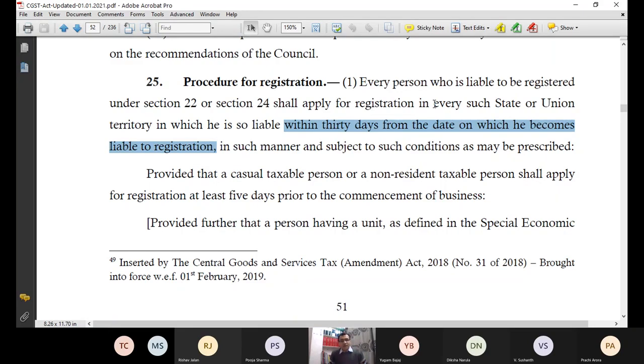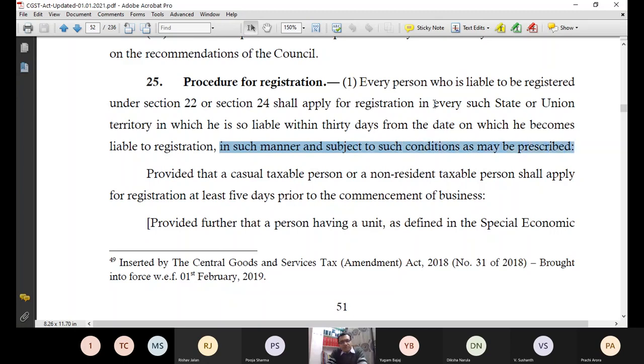How I should apply, which form I should fill, these are procedural matters. These are not basically taught at any academic level. These require procedure, which form number to be applied, etc. That is why it is written, in such manner and subject to such conditions as may be prescribed. So you should apply as per the relevant rules and regulations. That's it. But there is an exception to this point, where I should not apply within 30 days.